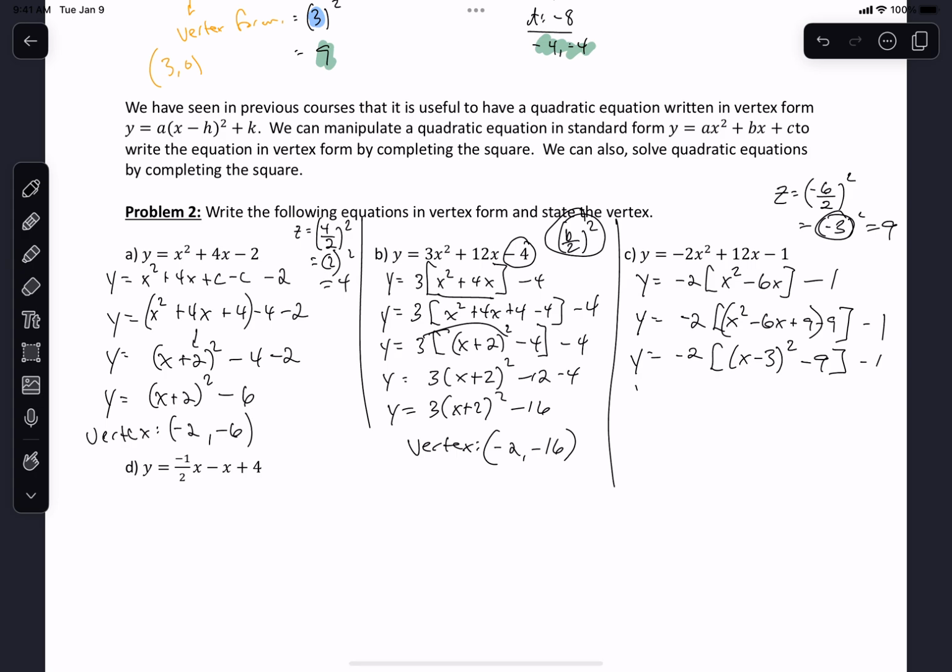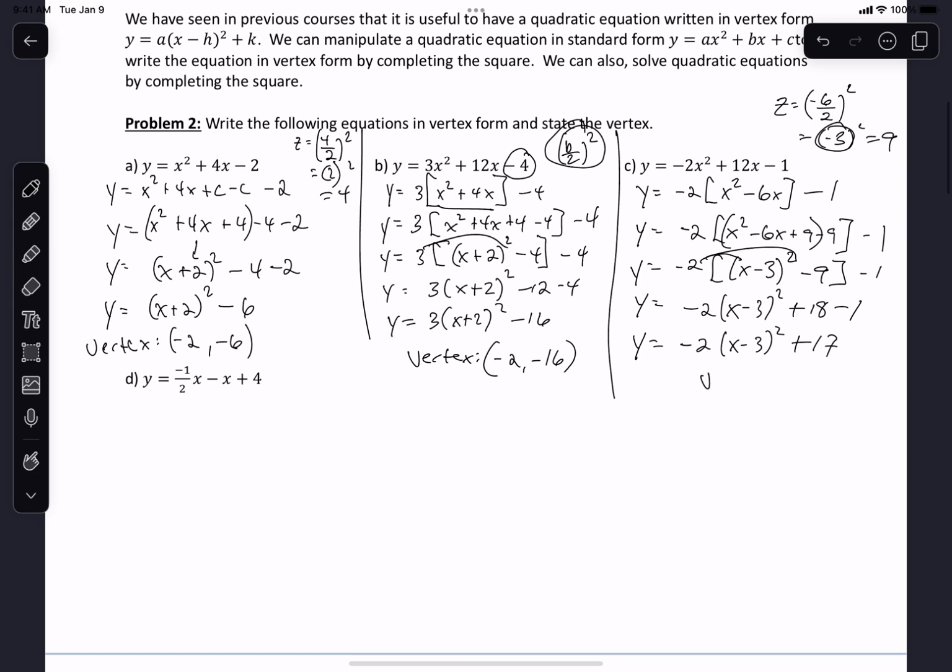In order to arrive at the vertex, so now I'm going to distribute the negative 2 in. Okay, and so your vertex here is 3, 17.